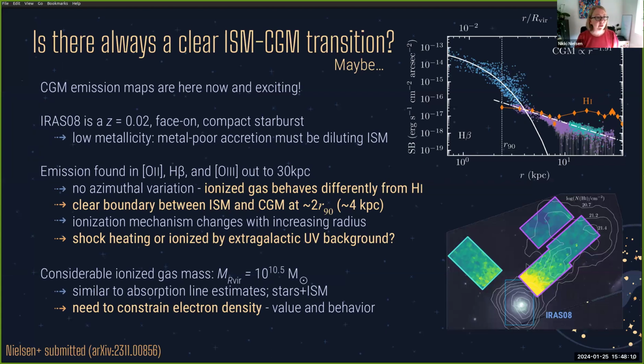So I showed that we found a clear boundary between the ISM and CGM in IRS-08 and potentially in a second galaxy as well. And that the CGM gas seems to be ionized by shock heating or the extragalactic UV background. We need some more lines to be able to explore this a little bit further. And then we estimated a very uncertain gas mass, but we really need to constrain the electron density of the gas around these galaxies to be able to get a more accurate mass, or maybe a more realistic mass as well.